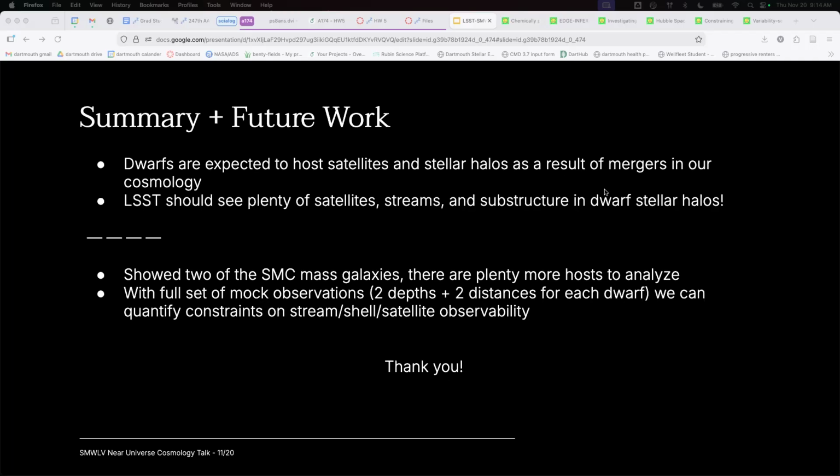So again, very quick, that's kind of all I have to say. Summary I'll leave up, but future work, I've only shown 2 galaxies of the 20 odd that I have. So there's plenty more hosts to analyze. There's a lot more work coming through the pipeline. And with this full set of mock observations being 2 distances and 2 depths for all 20 galaxies, various signals and ages and stuff for the match filter detections, we can quantify pretty strongly a lot of constraints on how well we'll be able to detect these streams and shells and satellites, and what that means for Lambda CDM, and be able to have a really solid basis of comparison when LSST comes out.